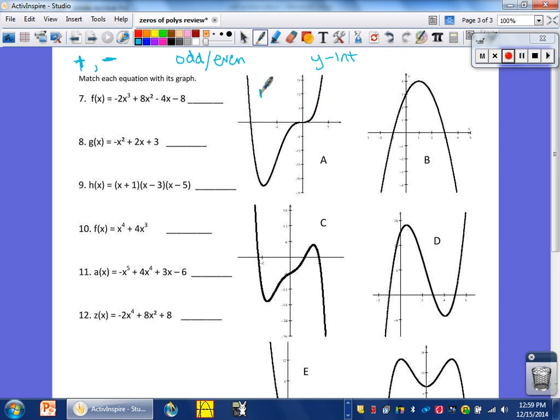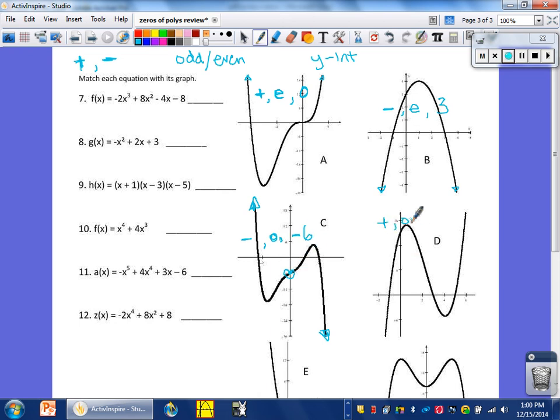Okay, so this graph is a positive graph. It's an even polynomial because it is smiley faced, and it crosses at 0. This one is a negative. It's also an even polynomial because it's frowny faced, and it crosses at positive 3. Okay, this one is negative. I know it's negative because it starts in the 2nd quadrant and ends in the 4th quadrant. So this is a negative odd polynomial, and it crosses at -6 is the y-intercept.